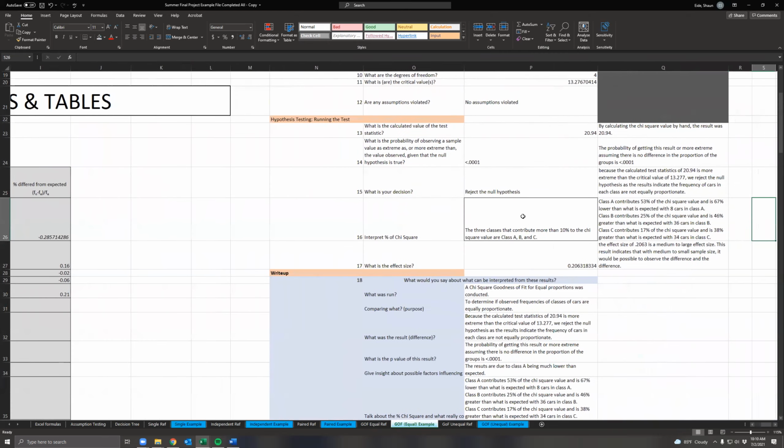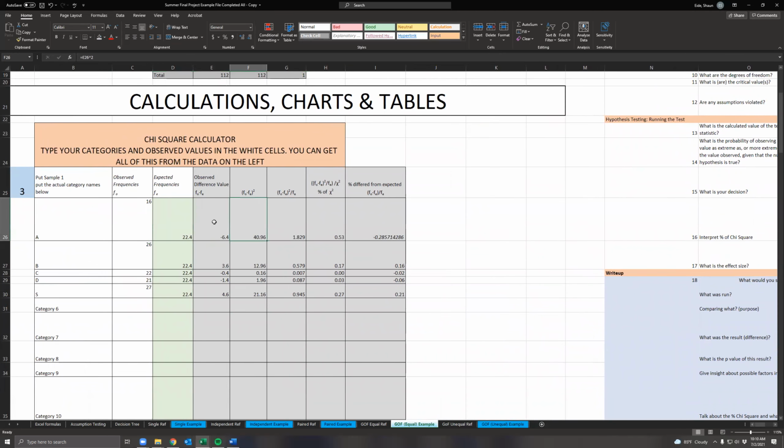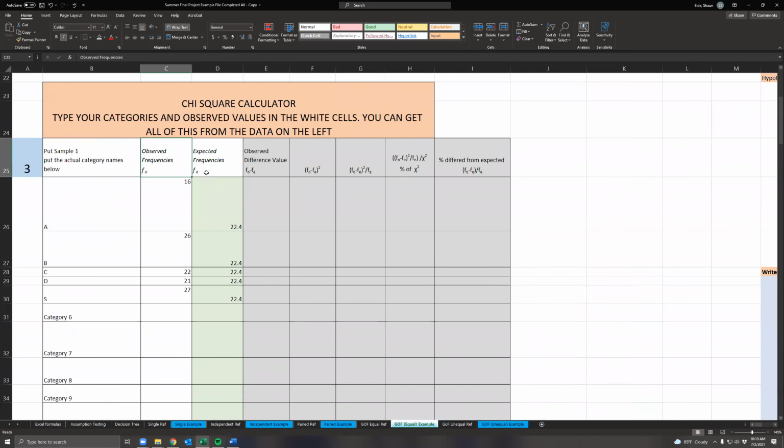So what is the calculated value of the test statistic? So I know I have 20.94. Let's come over here. It's actually changed, but let's go through this step by step. So I'm going to delete all this. And I want you guys to look at the frequency observed. So this stands for frequency observed, frequency expected. Then this right here is equals frequency observed minus frequency expected. Okay, and then I'm going to bring it down, just drag it down.